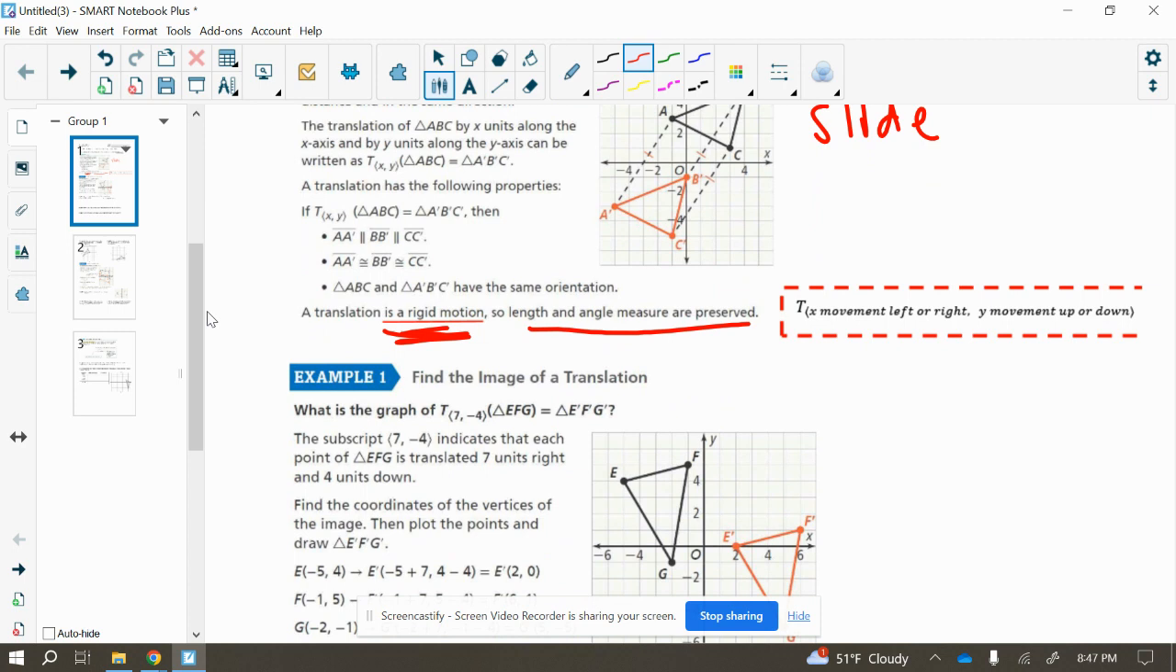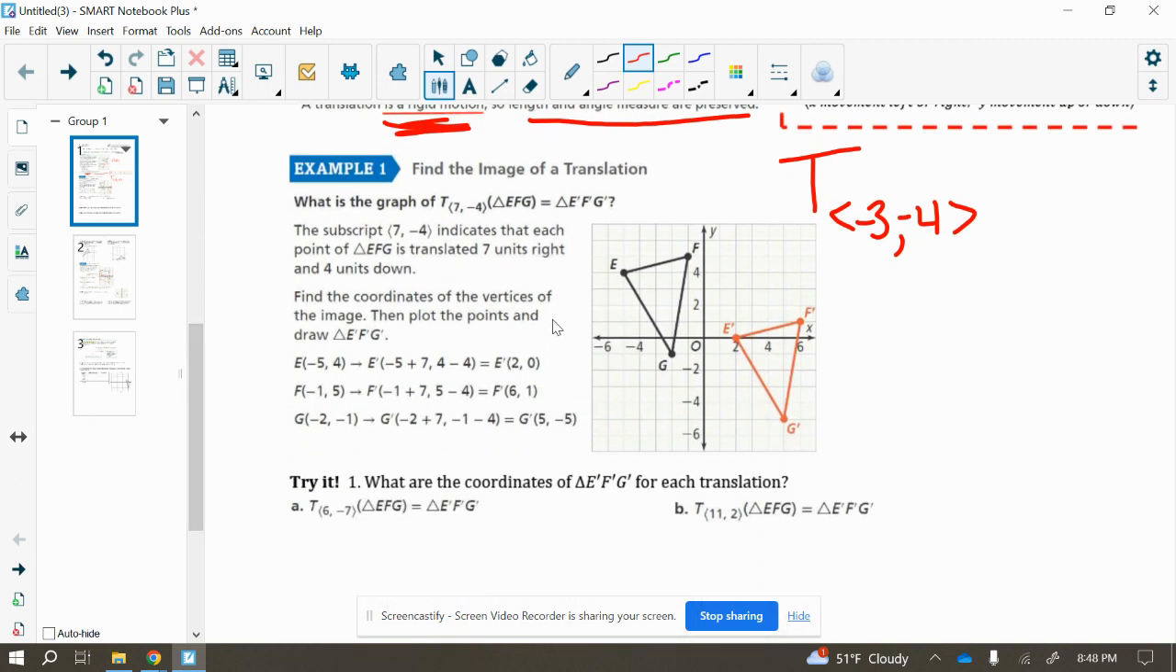And when we talk about moving up, down, left, right, we represent that with an uppercase T. And then the first thing we write in there is a number that's going to represent the horizontal movement. So for instance, 3 means 3 units to the right, -3 would mean 3 units to the left. And then we would represent it with the vertical movement. So for instance, 4 would mean 4 units up, -4 would mean 4 units down. So that's our notation to represent our translations.